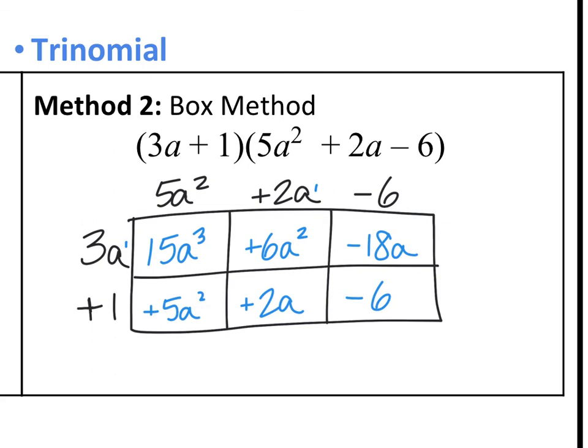We have some like terms. We need to combine them. Two sets. And then write your answer in standard form. So outside the box, please, because we don't want to leave it inside the box. 15a to the third goes first, and then you combine a squareds and you get 11.